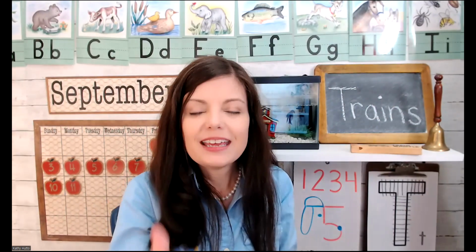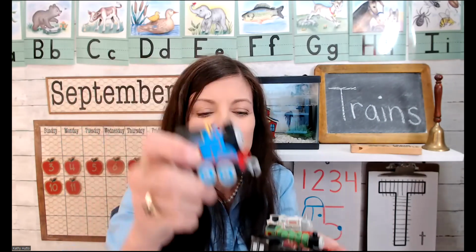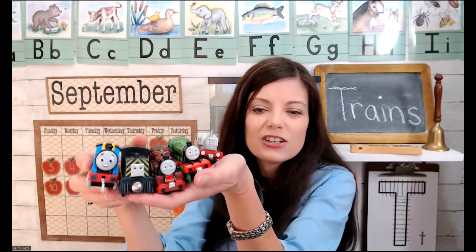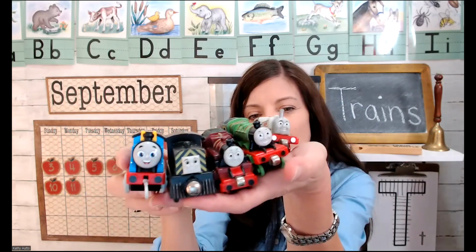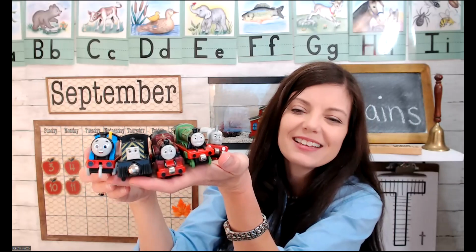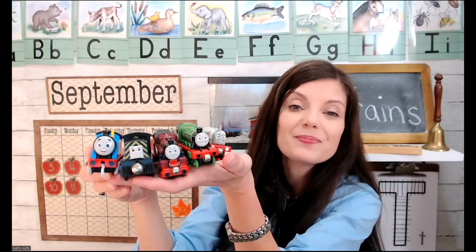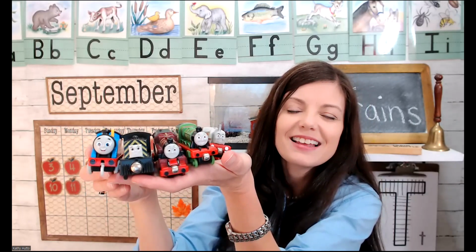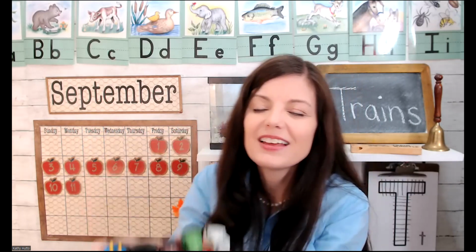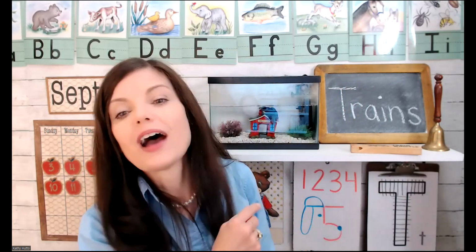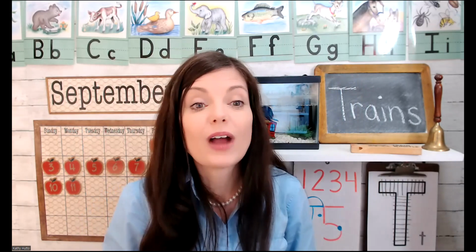And this one has number 1. It's Thomas, and look, he has number 1 on the side of him. 1, 2, 3, 4, 5. How many trains can you see? 5. And this is how you write number 5. So we can recognize it, we can write it, and now we practice counting it.